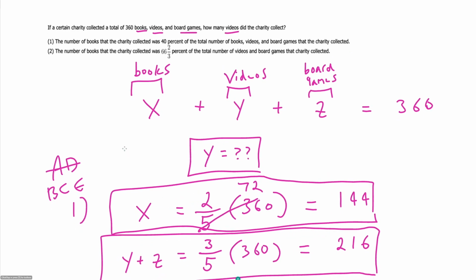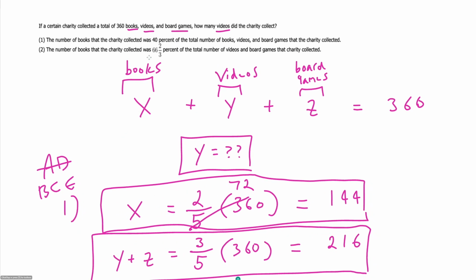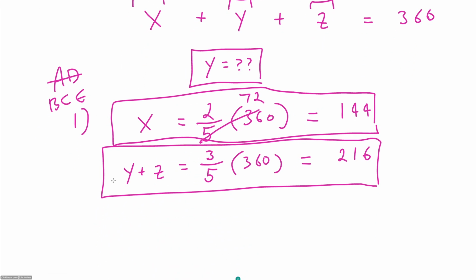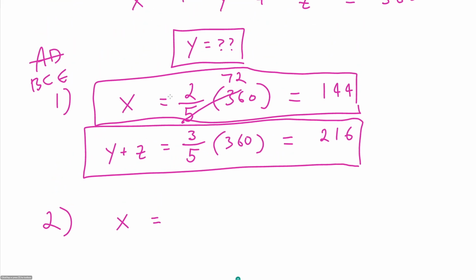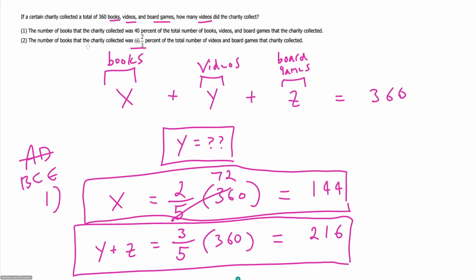Statement 2, the number of books that the charity collected was 66 2/3% of the total number of videos and board games that charity collected. And so here, once again, they're telling us about the books. That's x. Instead of telling us about x in terms of the total, they're only talking about the videos and board games. And so this means x is equal to 2/3 of y plus z.